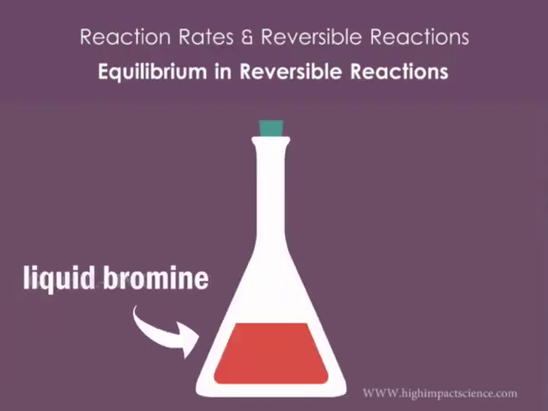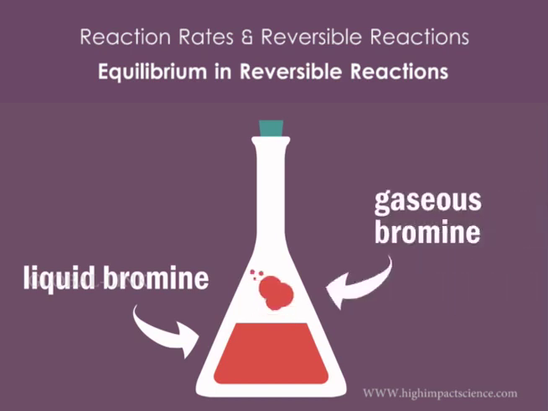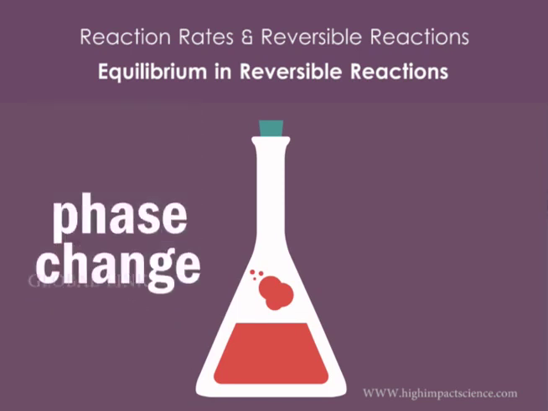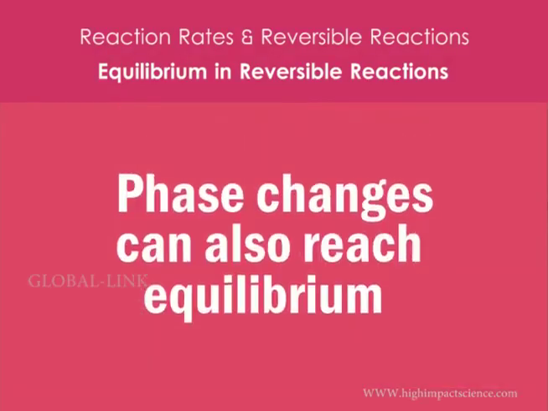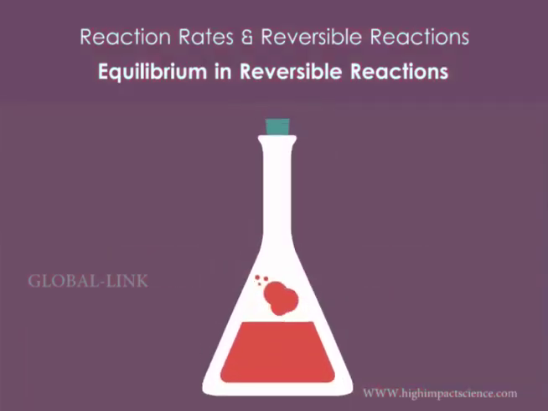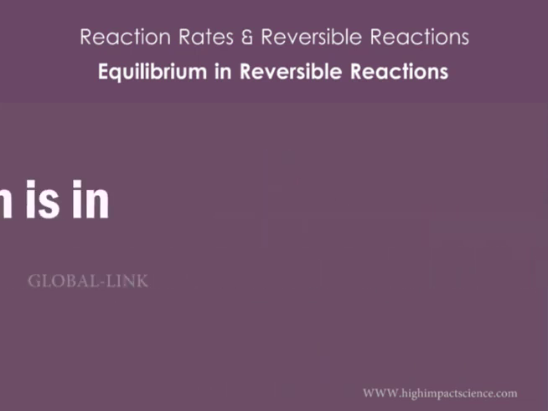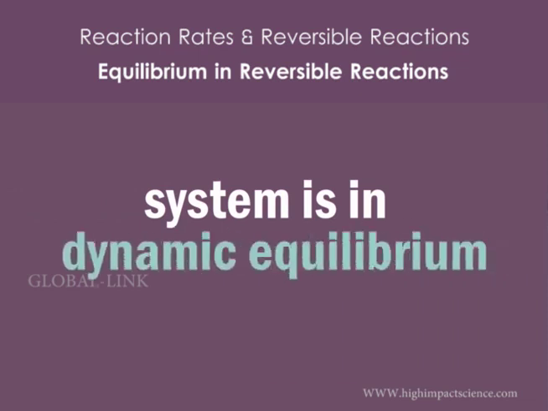Liquid bromine equilibrates to form gaseous bromine at room temperature. Remember, this is not a reaction, but a phase change. Phase changes can also reach equilibrium under the right conditions. As liquid bromine evaporates, gaseous bromine condenses. Since these two processes are occurring simultaneously at the same rate, there is no observable change. The system is in fact in dynamic equilibrium.